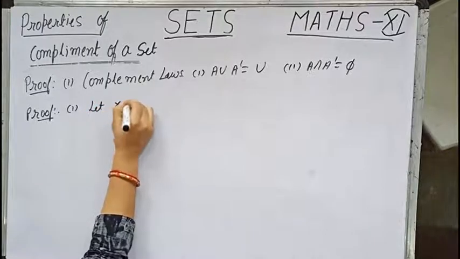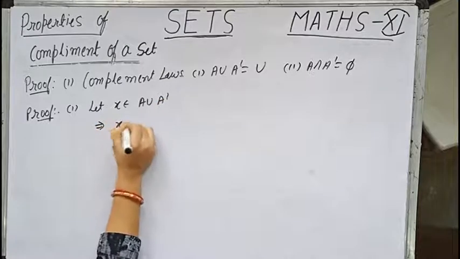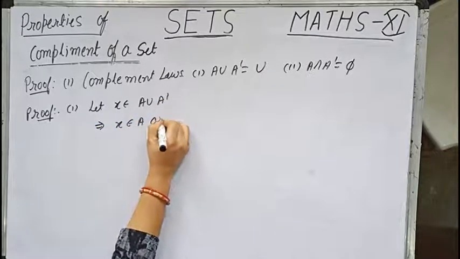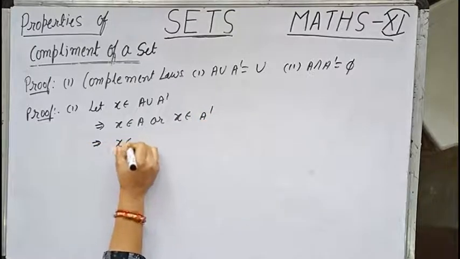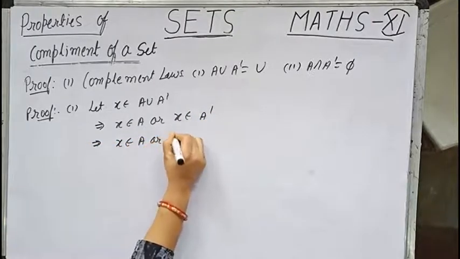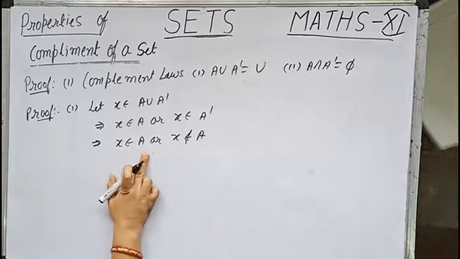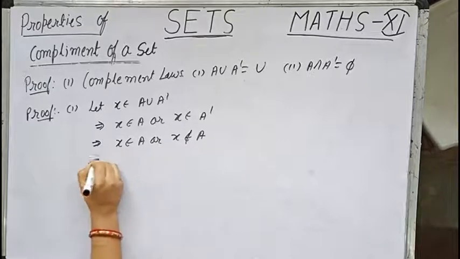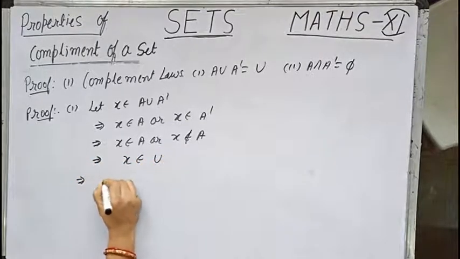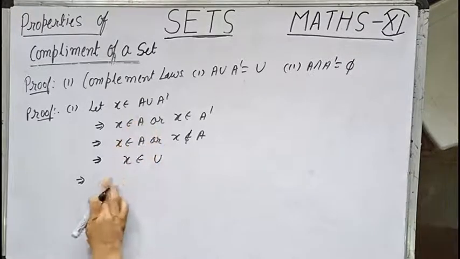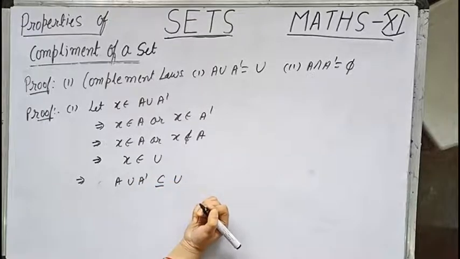Let X belong to A union A complement. This implies X belongs to A or X belongs to A complement. This implies X belongs to A or X does not belong to A. Here either X is belonging to A or X is not belonging to A. This implies X belongs to U. This implies A union A complement is a subset of U.